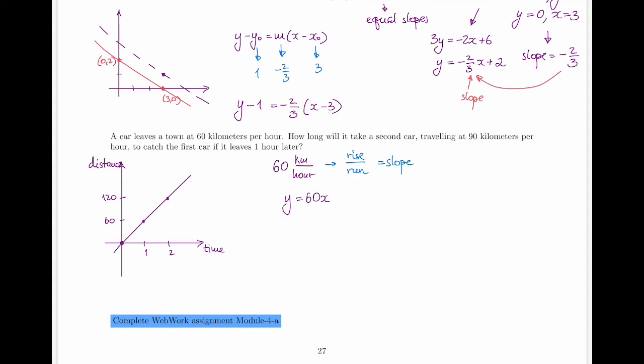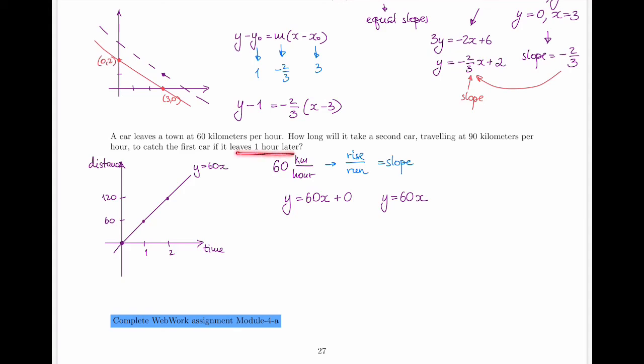And I can see that the y-intercept is the origin, because I set my time to be 0 when the first car left. So it's going to be 60x plus 0, or simply 60x, for the equation of the line that corresponds to my first car. Let's think about the second car.